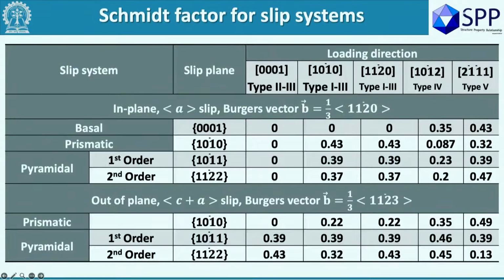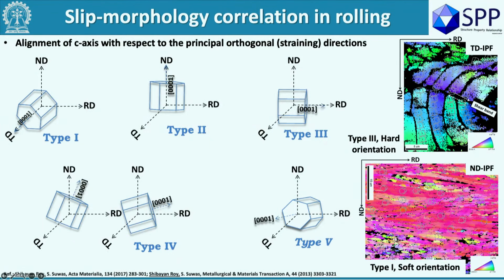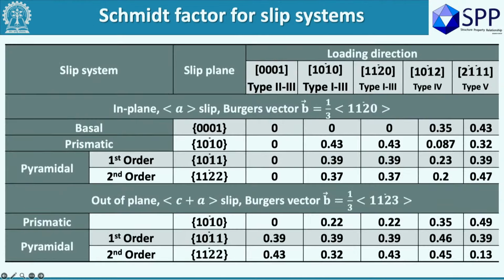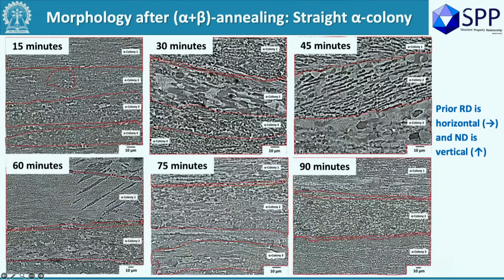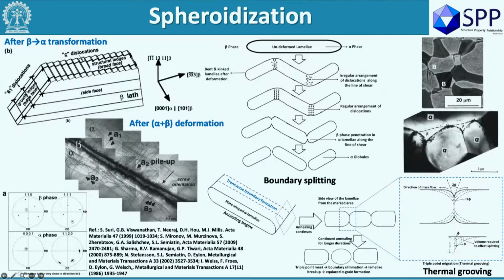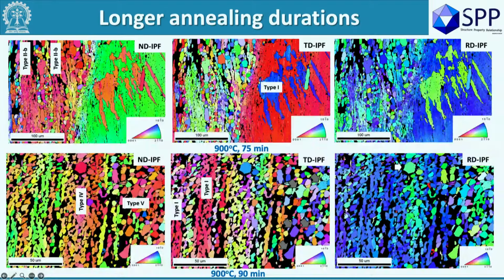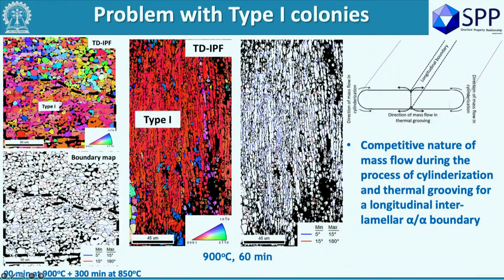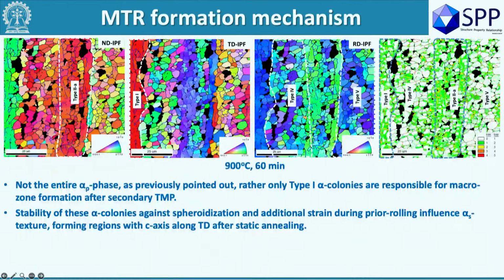I am not going into it because this will take time. This is something called slip-to-morphology, and then one new term that we call orientation dependent spheroidization. Orientation dependent spheroidization basically controls the microstructure and texture evolution here entirely. I am not going through this because these are all published and you can very well go through it.